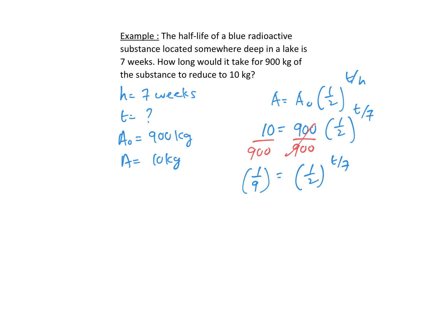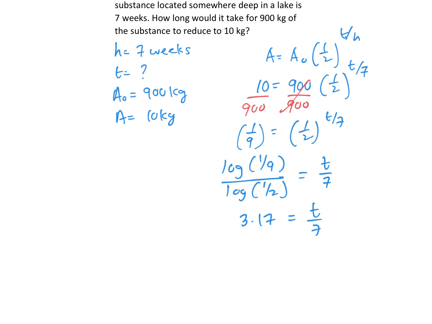And then I cannot change the same base, so I'm going to use my change of base formula. So I'm going to use log of 1/9 divided by log of 1/2 equals the exponent, which is t/7. So once I type log 1/9 divided by log 1/2 into my calculator, I get a decimal value of 3.17. And then in order to solve for t, I'm just going to cross multiply. And t will work out to be approximately 22.2 weeks.